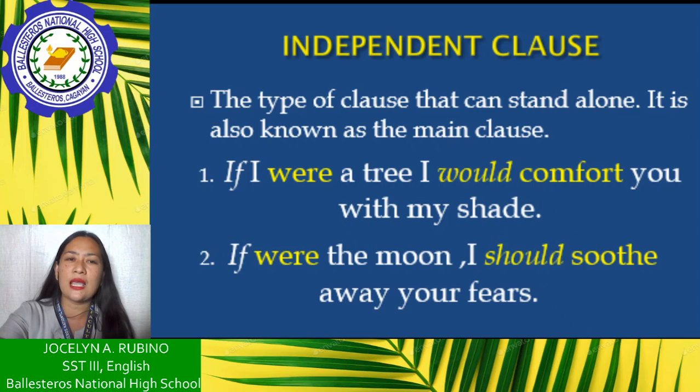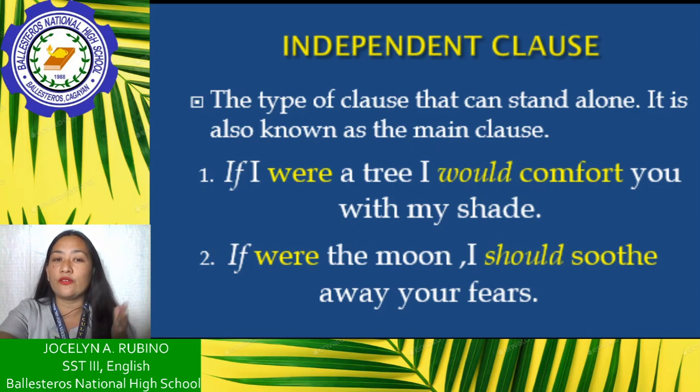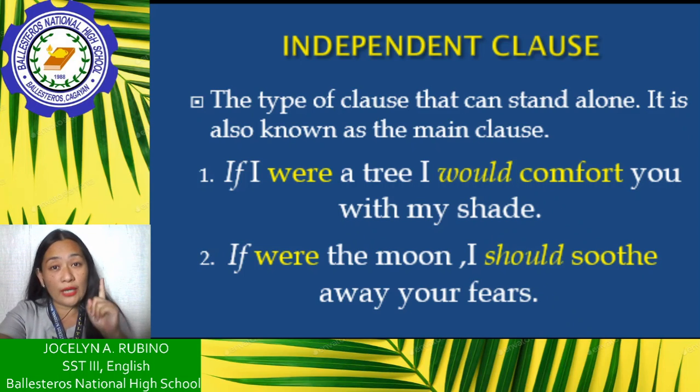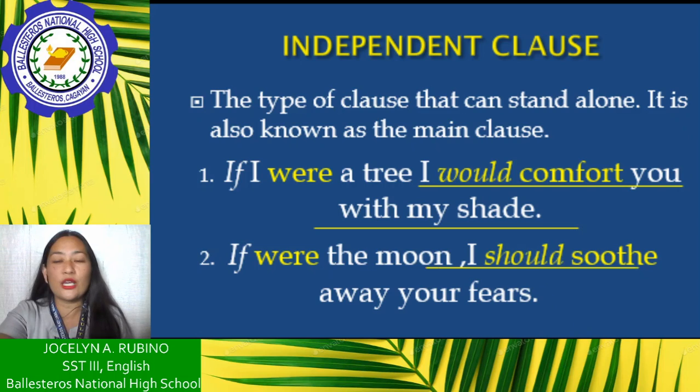What do we mean when we say independent clause? It is a type of clause that can stand alone. It is also known as the main clause in a complex sentence. Okay, so as I have said a while ago, the remaining part of these sentences is what we call your independent clause. So for number 1, the independent clause is, I would comfort you with my shade. And in number 2, I should soothe away your fears.